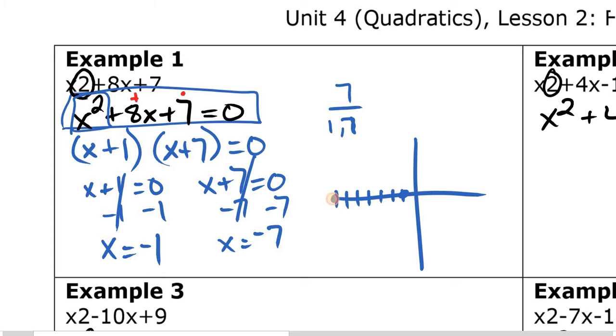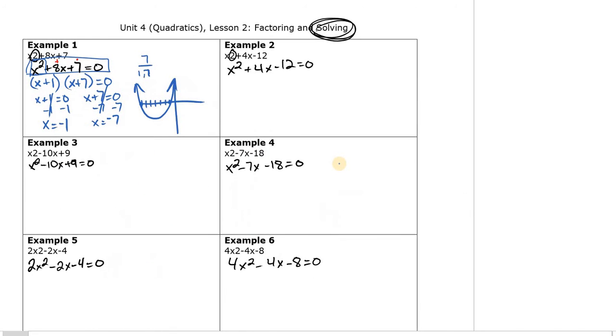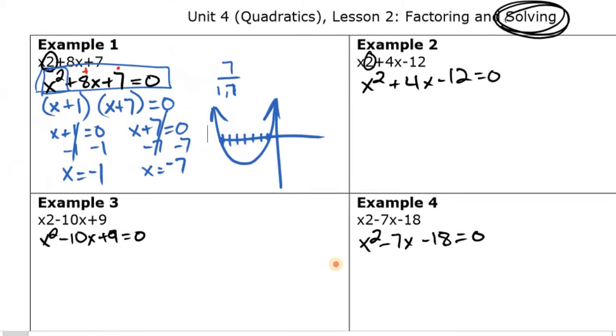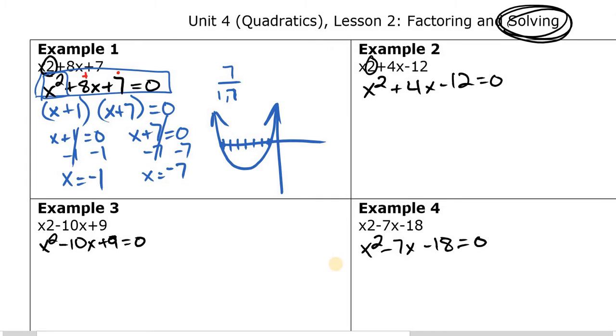2, 3, 4, 5, 6, 7. And so we could draw our parabola, an estimate of it right there. That's what we're solving on every single one of these. We've given you an equation, a quadratic, and you are trying to find the two solutions, the roots, the zeros, we can call it any of those names, what they're called.